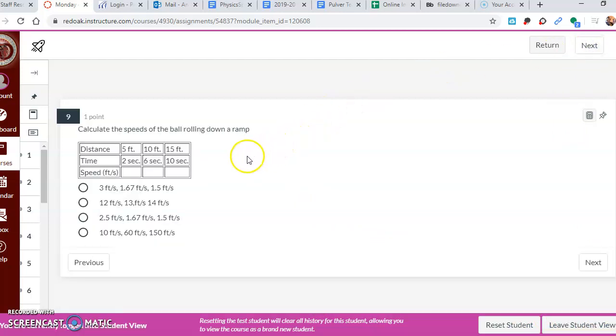Calculate the speed. I'm not going to be able to do this exactly on here right now because it would take too much time, but please remember to use your calculator. You're going to divide the distance by the time. So 5 divided by 2 would be 2.5. That should tell you the answer right down here. But remember that you're dividing distance by time to get the speed.